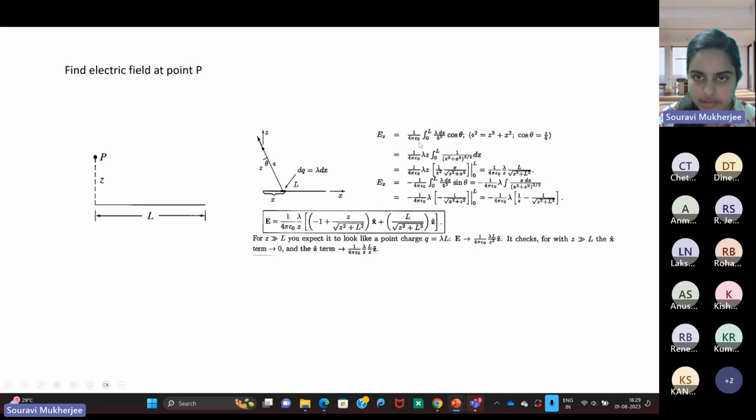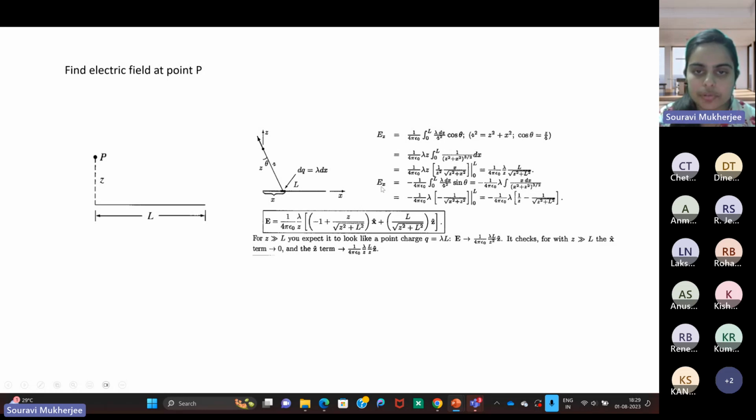So 1 by 4 pi epsilon 0 lambda dx, that is for this line element, divided by r square, which is given as z square plus x square, and then you take the cos theta term. And cos theta is again given by z by r. And then you do an integration from 0 to L. So if you do the entire derivation, you would get a value like this.